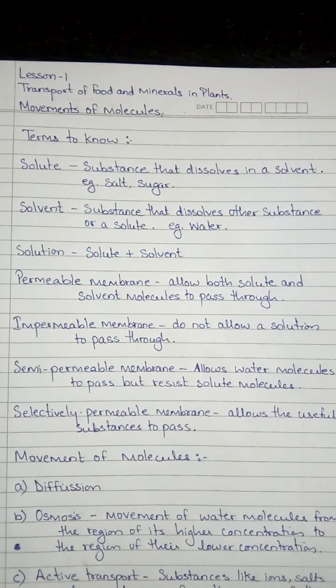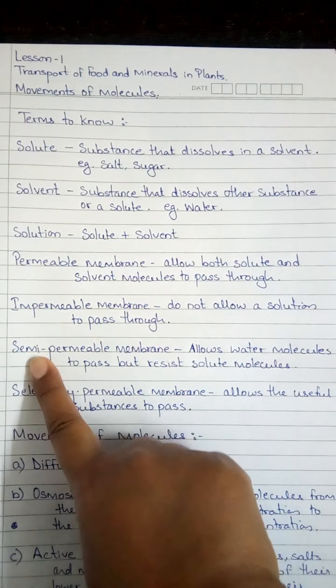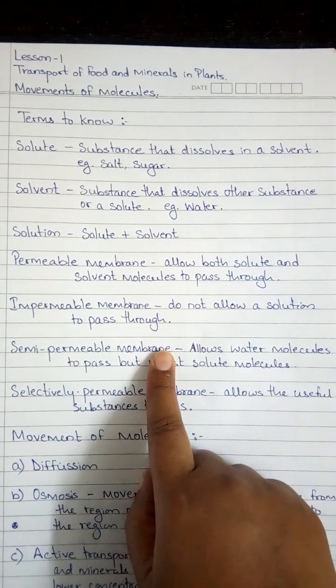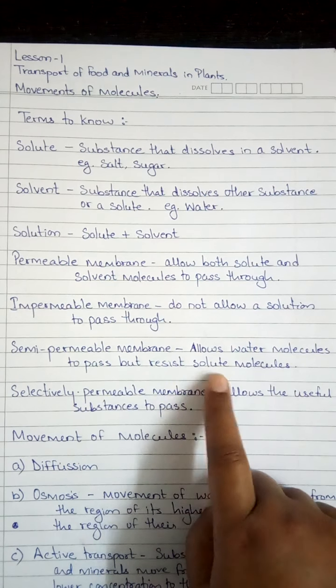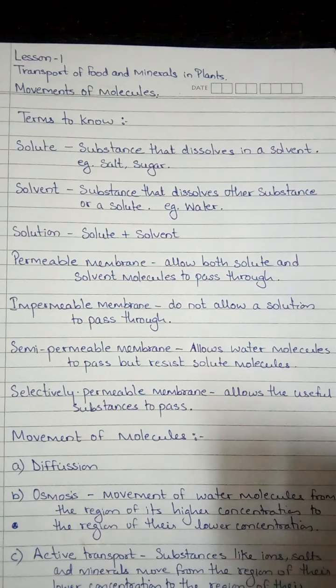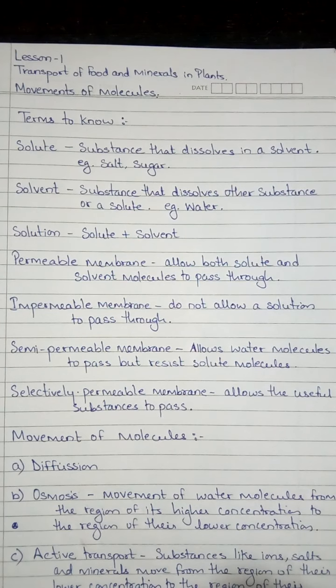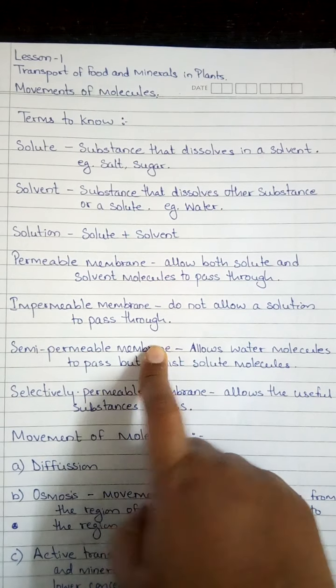The next word that we have is semipermeable membrane. Now semi-permeable, semi means half permeable. Semi-permeable membrane allows water molecules to pass but resists solute molecules. So what they do is they only allow the water to pass and whatever solute is present in the solution, it will hold back. Okay, so that means if I pass this food color, it will allow only the water to move and the food color will be remaining behind. So that is a semi-permeable membrane.